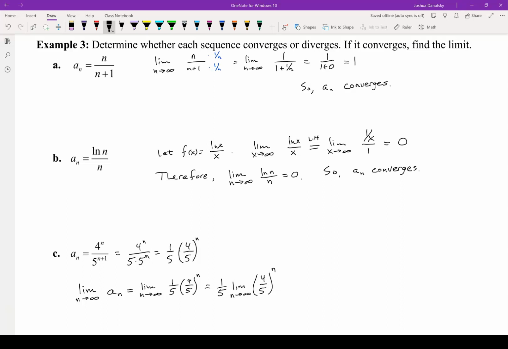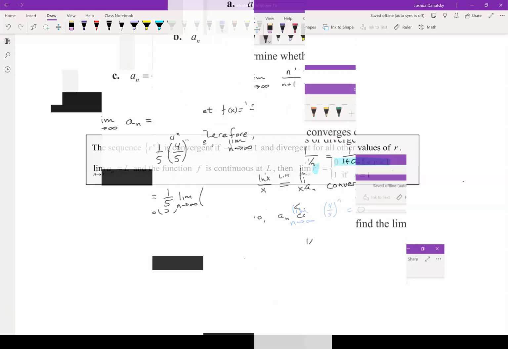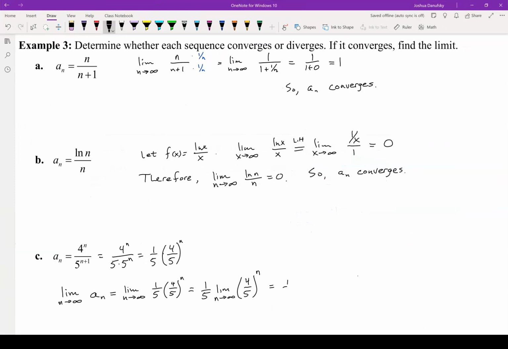Now here we can use a theorem that we proved in class. If we have a sequence r to the n, and we're taking the limit as n goes to infinity, then that limit equals 0 whenever r is between -1 and 1. And that's exactly what we have here. So this becomes 1/5 times 0, which equals 0. So a sub n converges.